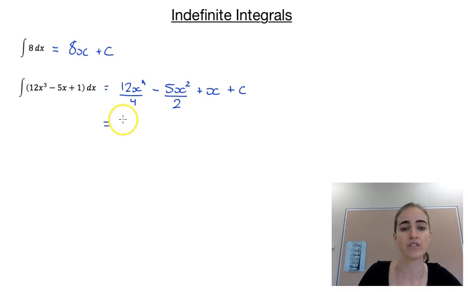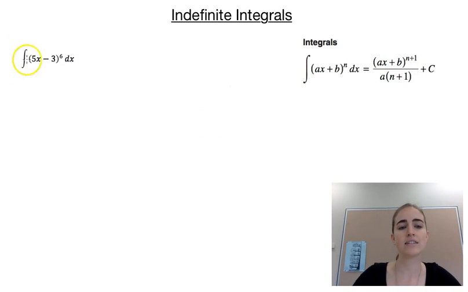Simplifying this first term down, we have 3x to the power of 4 minus 5x squared over 2 plus x plus c. Now this next example is a little bit more complicated because of that power of 6 that's applied to that whole thing. On your reference sheet that you'll get in every exam, under the heading of integrals, this is the first thing you'll see. And this rule is going to help us integrate this function.